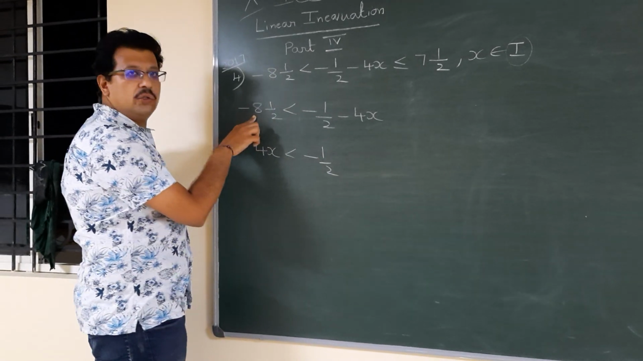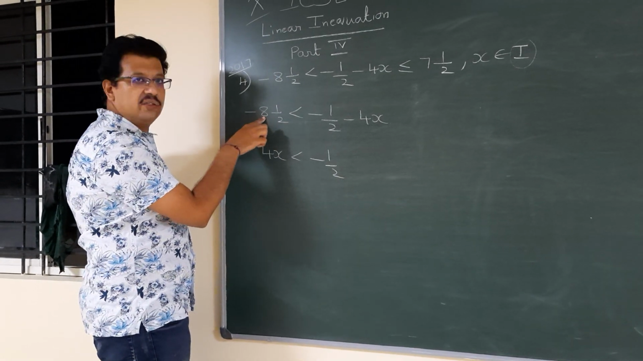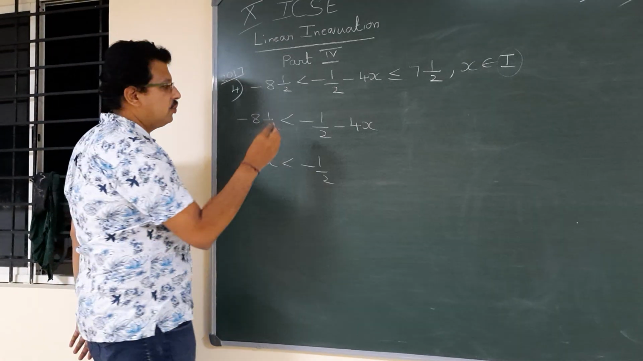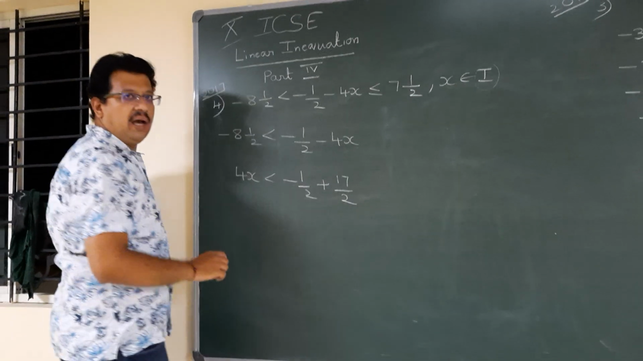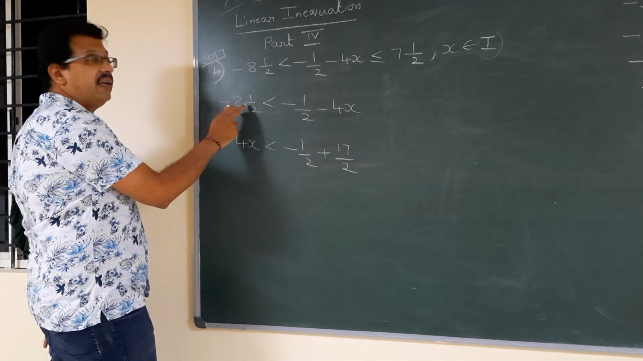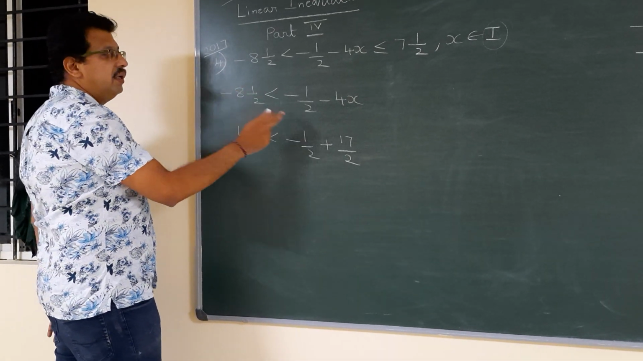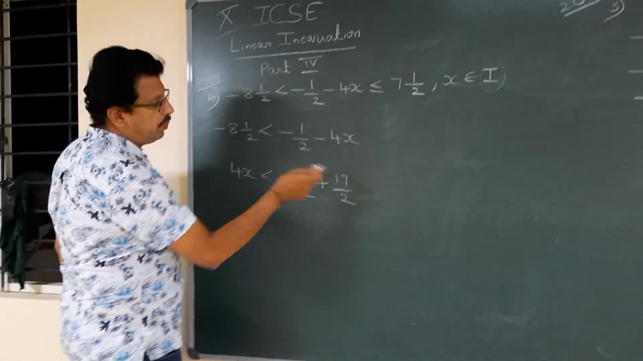I am converting this into an improper fraction. 2 8s are 16, 16 plus 1, 17. So it's going to be plus 17 by 2. I have written directly because it is minus 8 and a half. 2 8s are 16 plus 1, 17. It is minus, it has become plus here.